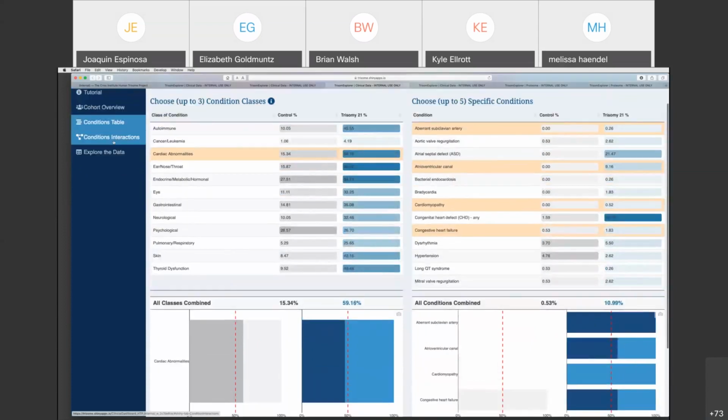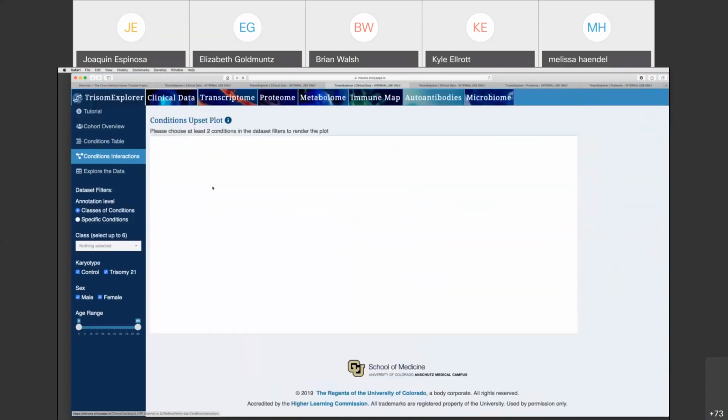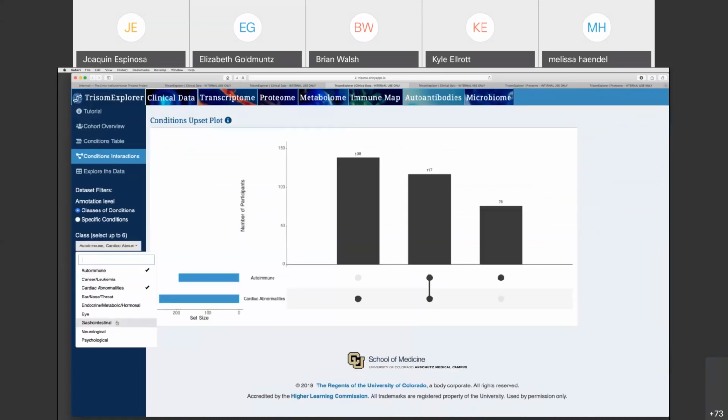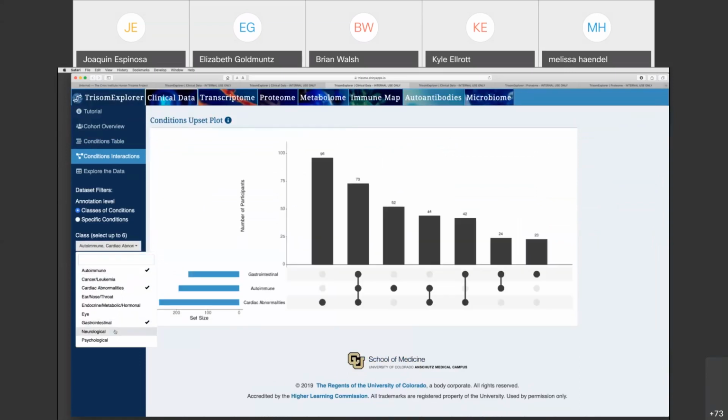the major category. Now, what is very important in Down syndrome is that these conditions rarely happen on their own. There's always some of the condition going on. So I can visualize that here again at the level of class of conditions, specific conditions, by selecting the conditions that I want to look at. So I can go there to cardiac abnormalities and ask how that interacts with autoimmune conditions, how that interacts, say, with GI or neurological conditions.